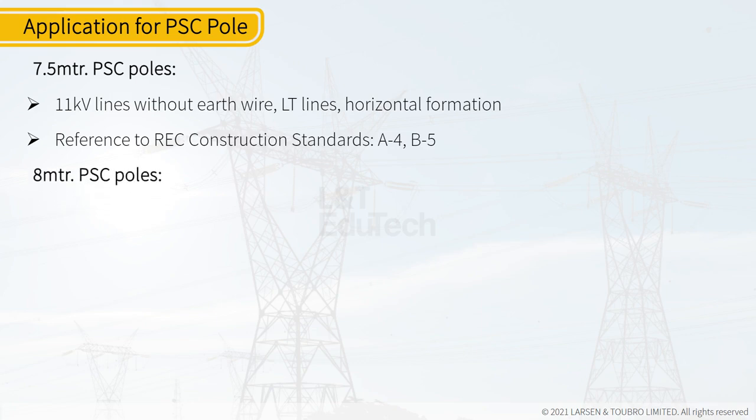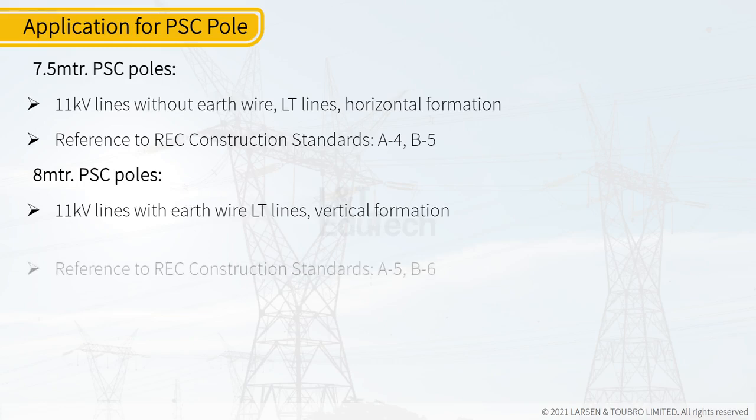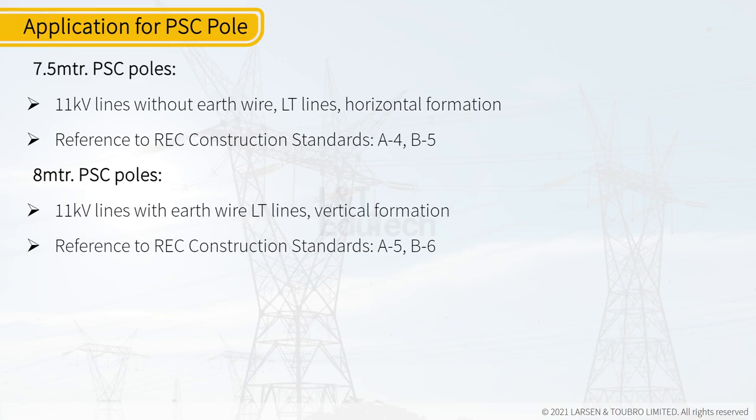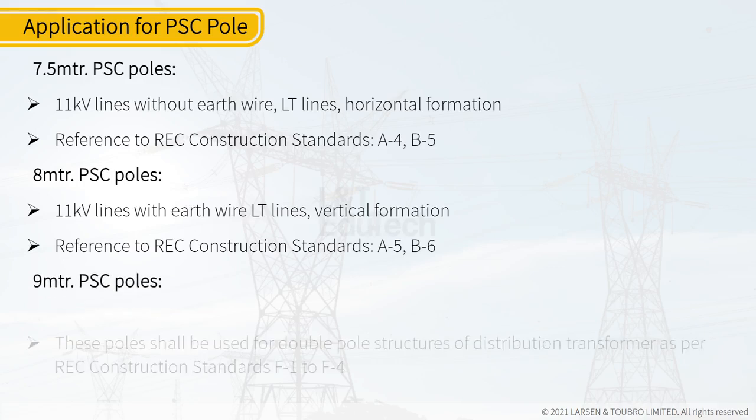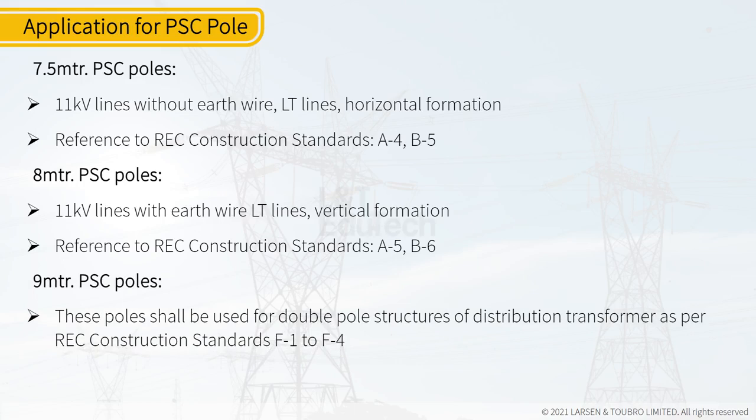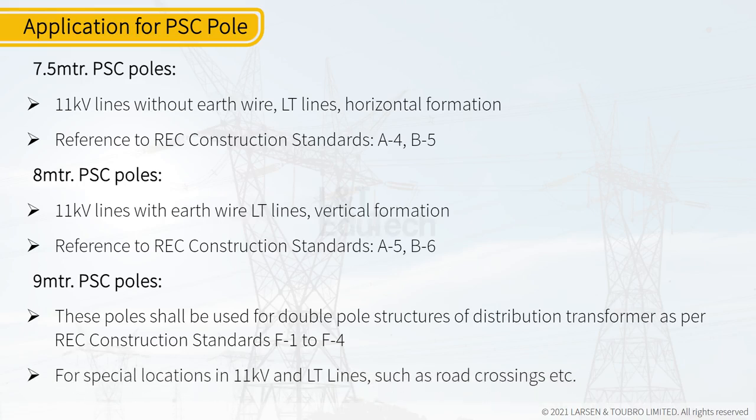8 meter PSC poles: 11 kV lines with earth wire, LT lines vertical formation. Reference to REC construction standards A5, B6. 9 meter PSC poles: these poles shall be used for double pole structures of distribution transformer as per REC construction standards F1 to F4, and for special locations in 11 kV and LT lines such as road crossings, etc.